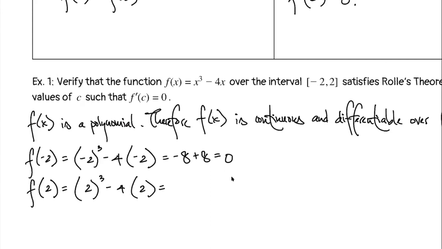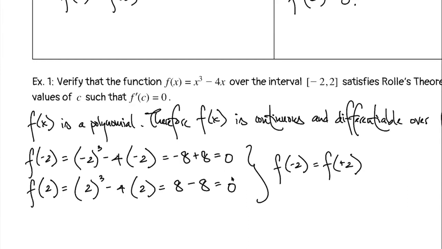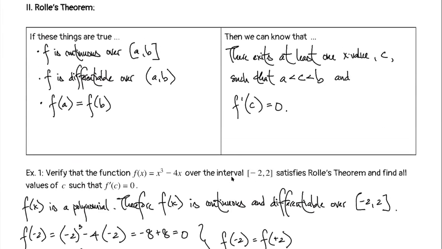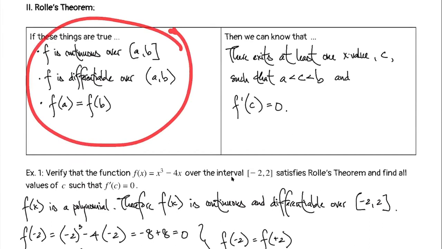And that's good because that matches our graph, right? And if we plug in the other value, which is +2, 2 cubed is 8, minus 4 times 2 is 8. I also get 0. And so I have shown that f of -2 equals f of +2. All right. And so we have shown that all 3 conditions for Rolle's theorem are true. That's all we need to verify the theorem. You've shown that everything in this left-hand box is true.